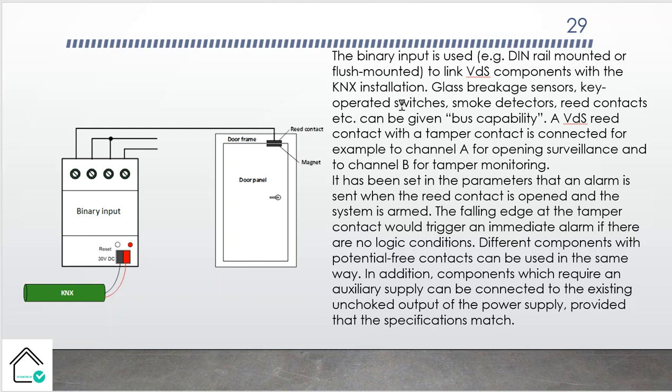The binary input is used here to link VDS components with the KNX installation. Glass breakage sensors, key operated switches, smoke detectors, reed contacts, and so on can be given bus capability. A VDS reed contact with a tamper contact is connected, for example, to channel A for the opening surveillance, and to channel B for tampering monitoring. It has been set in the parameter that an alarm is sent when the reed contact is opened and the system is armed. The falling edge of the tamper contact would trigger an immediate alarm if there are no logic conditions. Different components with potential free contacts can be used in the same way.